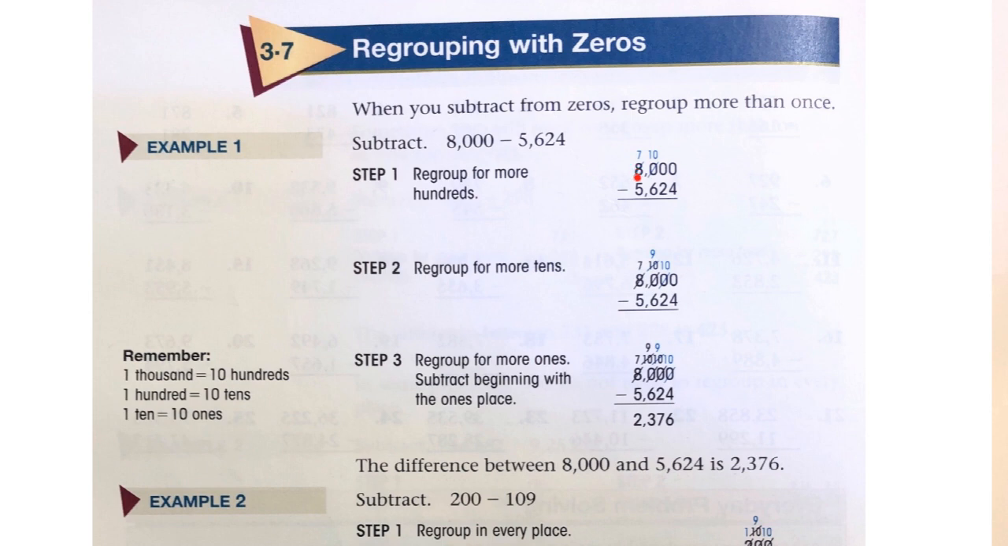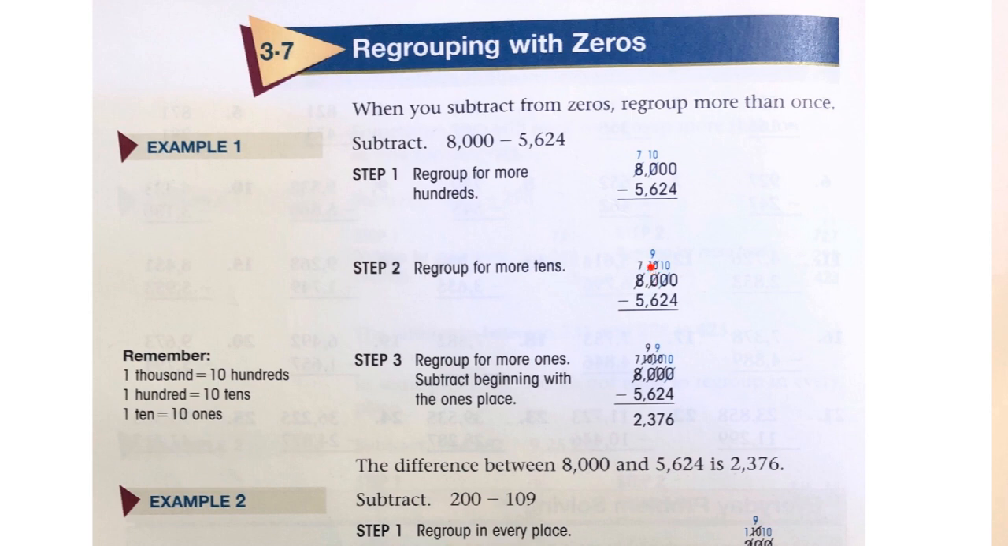The 8 has a number that isn't 0. We can take one of those, and now 8 becomes 7. We give the next column the 10, so we add 1 to 0 to make 10. Well, we still need to go more, so that's step 2. Let's regroup for more 10s.